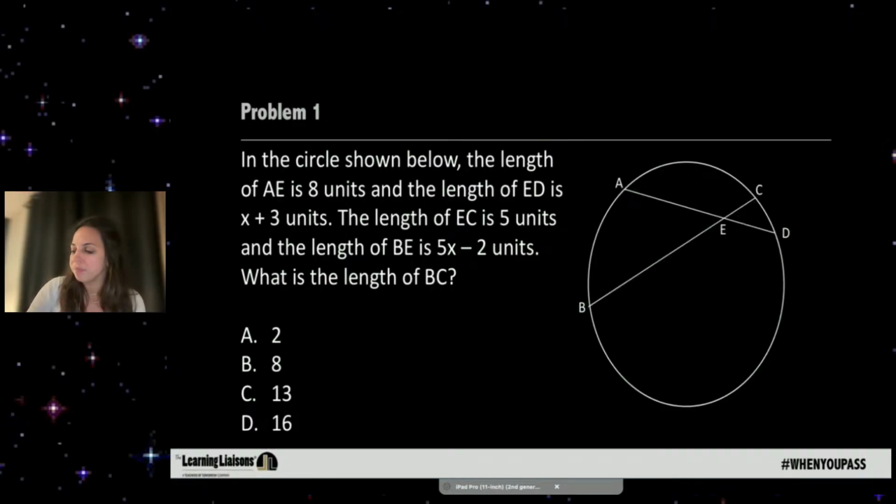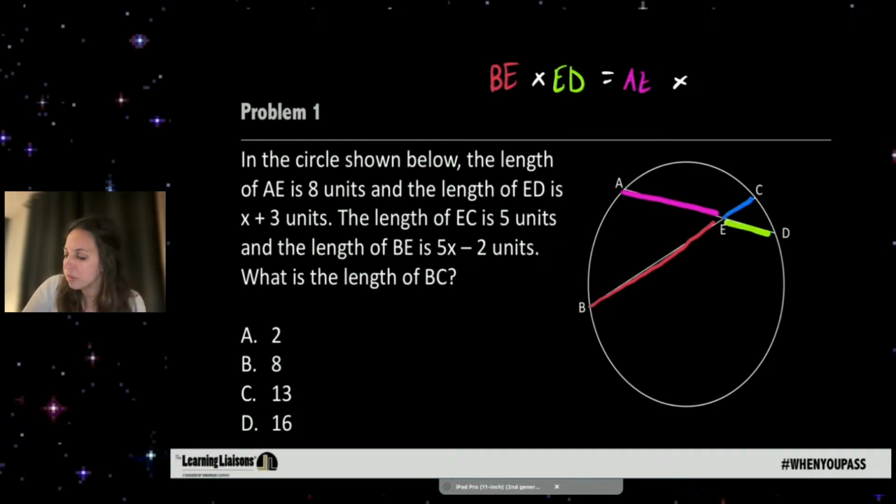Let me do that again. I can do BE times EC, and it will equal AE times ED. I miswrote that: BE and EC, AE times ED.